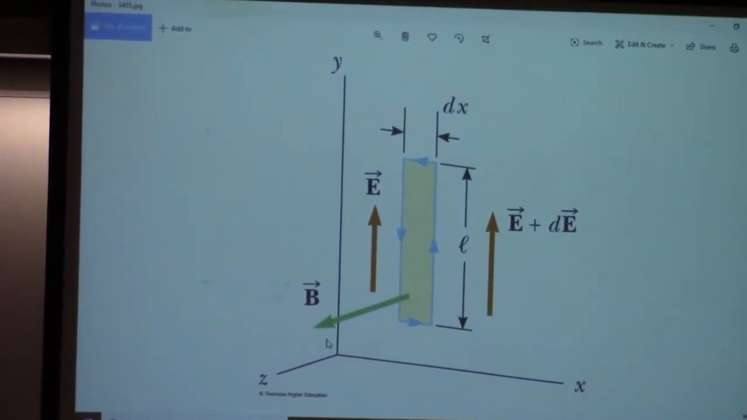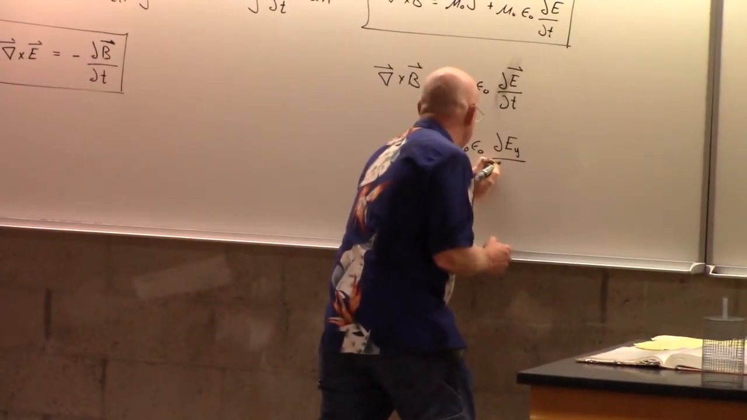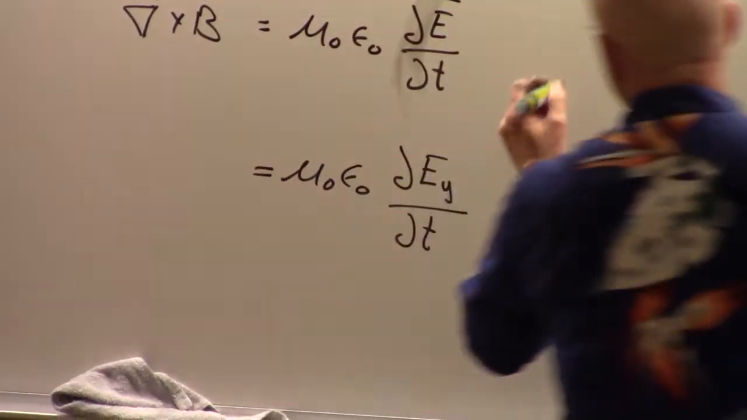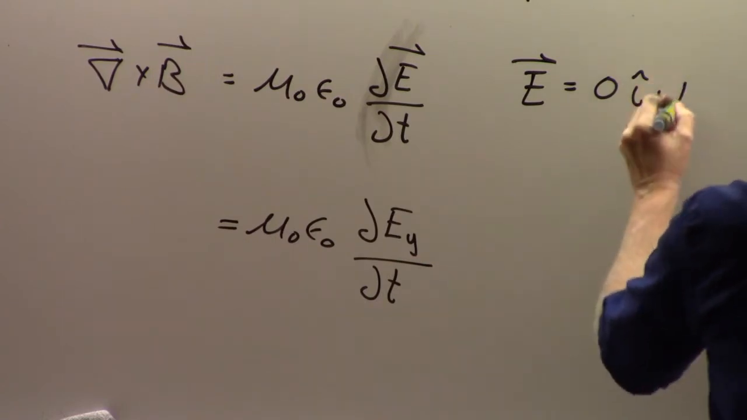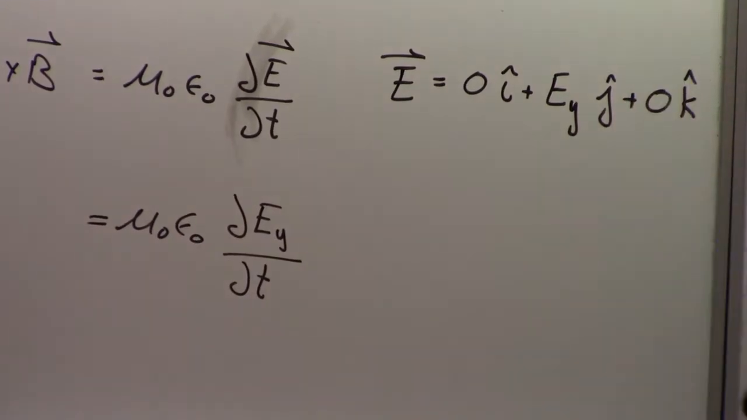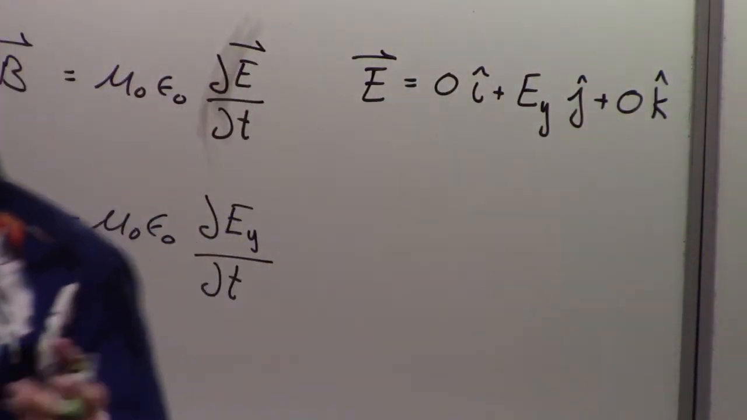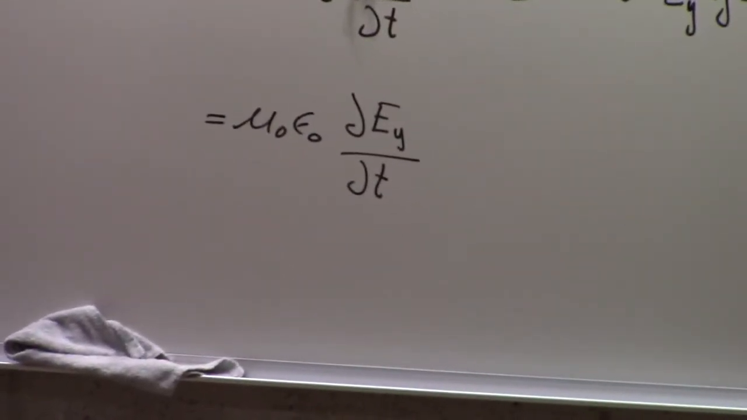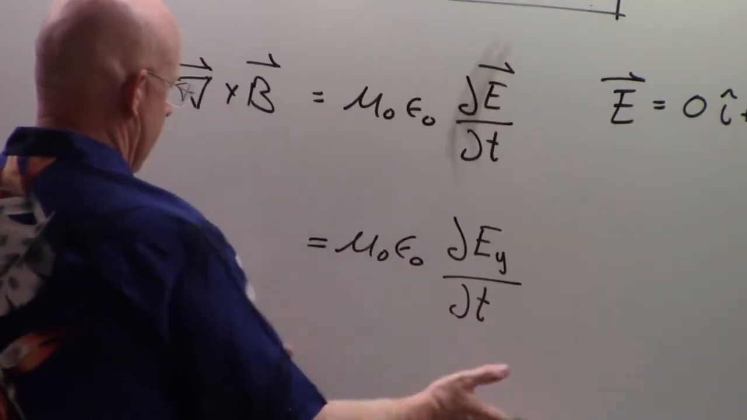So this will become the derivative of the Y direction. And that's all we'll have. So in other words, the electric field would be zero in the I-hat direction, E_y in the J-hat direction, and zero in the K-hat direction. And of course, we can do that because we can pick our axes anywhere we want. So he's just saying, let's make our math a little bit easier. Let's just say, okay, whatever direction the electric field is, that's what I'm going to define as my Y direction. Okay, and so that equation would become something like this.